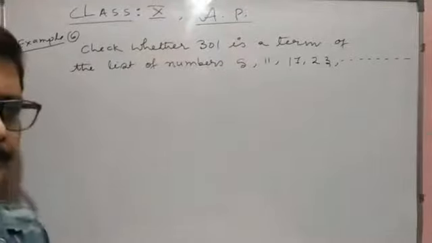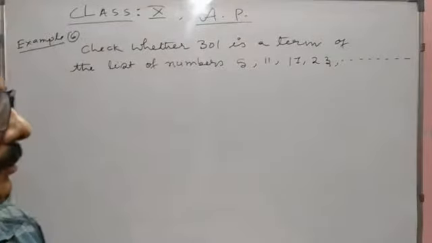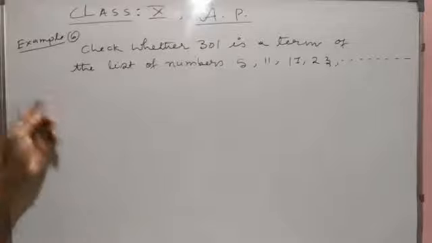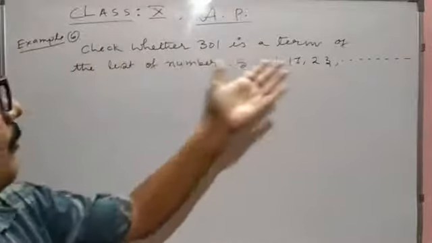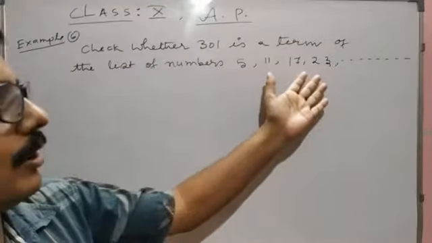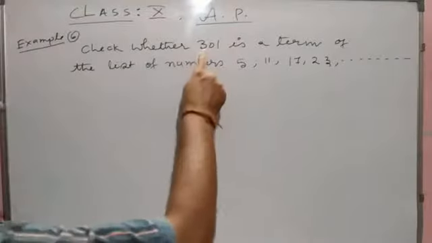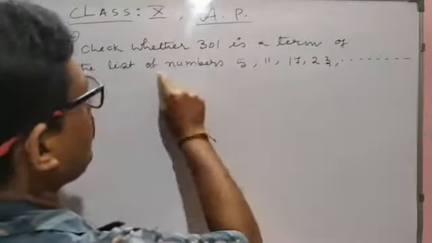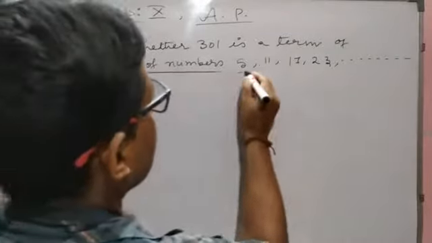Okay, dear children, today we are going to discuss some questions related to AP of class 10. Now, example 6 here. Check whether 301 is a term of the list of numbers 5, 11, 17, 23 or not. We have to check here whether 301 is a term in this list of numbers.